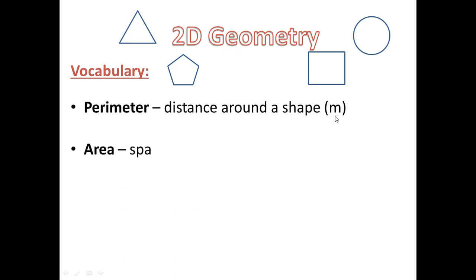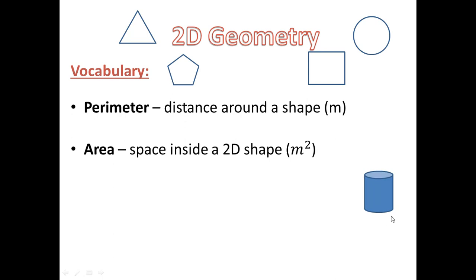Next, we're going to define area. Area is the space inside of a two-dimensional shape. So this is the area inside of the shape. You'll notice that this is expressed in meters squared. When you see the square, it always relates to the fact that it's 2D.